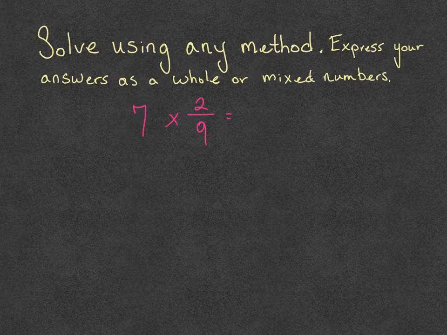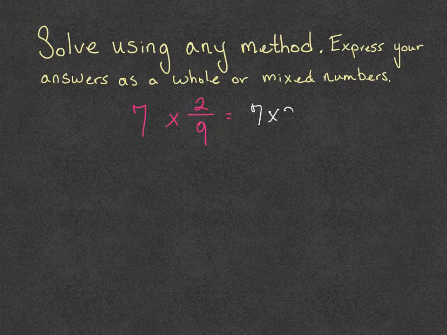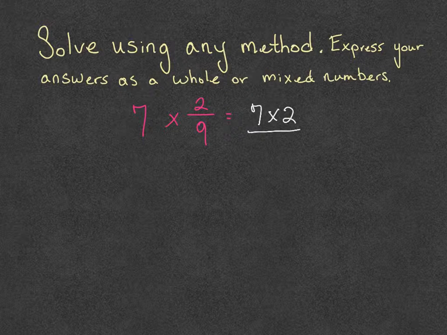All right, we're going to solve using any method, but we have to make sure our answers are either a whole number or a mixed number. So let's get started. We're going to do 7 times 2 ninths. Now, 7 times 2 ninths is just saying we're multiplying the numerator by 7, and we're over it by 9.